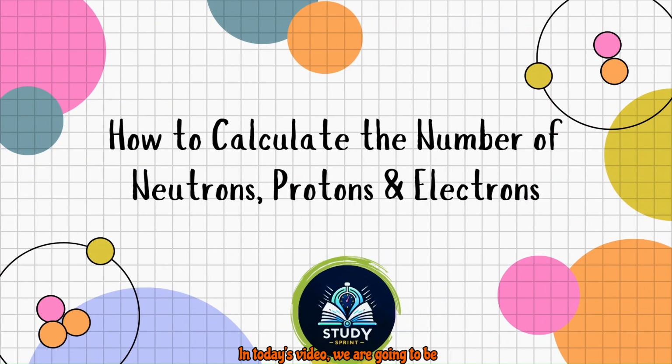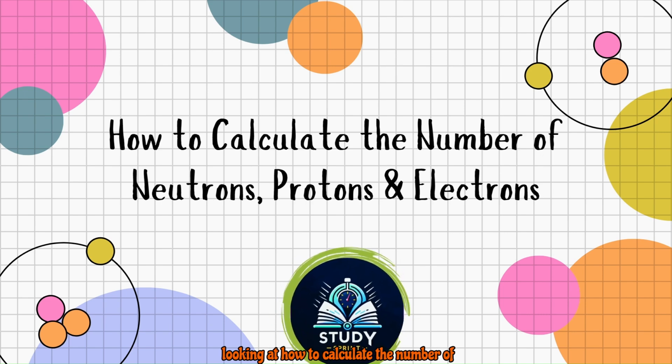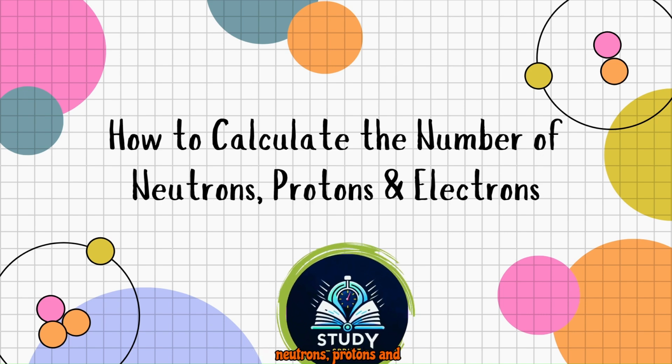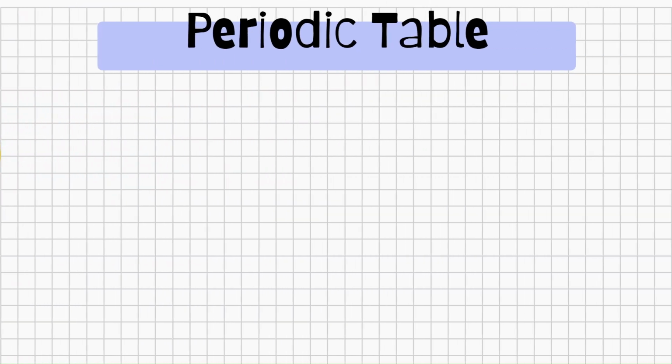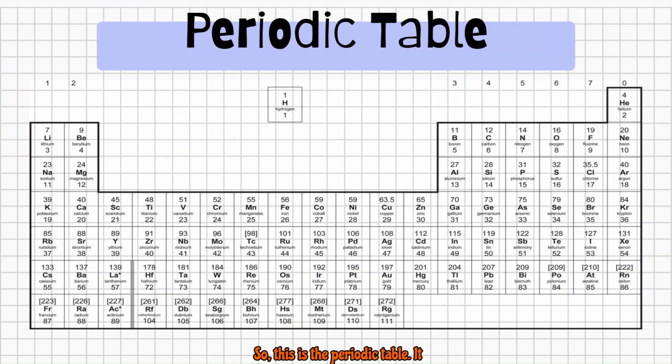In today's video, we are going to be looking at how to calculate the number of neutrons, protons, and electrons. So this is the periodic table. It consists of different types of elements. Each element has two numbers.